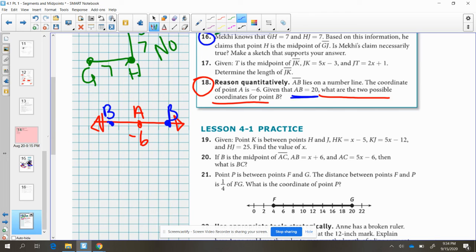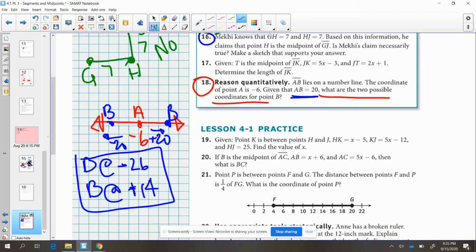So if the whole segment is 20, we know we could be going 20 this way, or we could be subtracting 20 that way. So the 2 possible locations, if we subtract 20 from -6, point B could be at -26, but B could also be at -6 plus 20 if it moved to the right, aka it would be at +14. So your 2 locations for B, if it's moving to the left, it's at -26, and to the right, it's at +14. Okay, all right, thanks everyone.